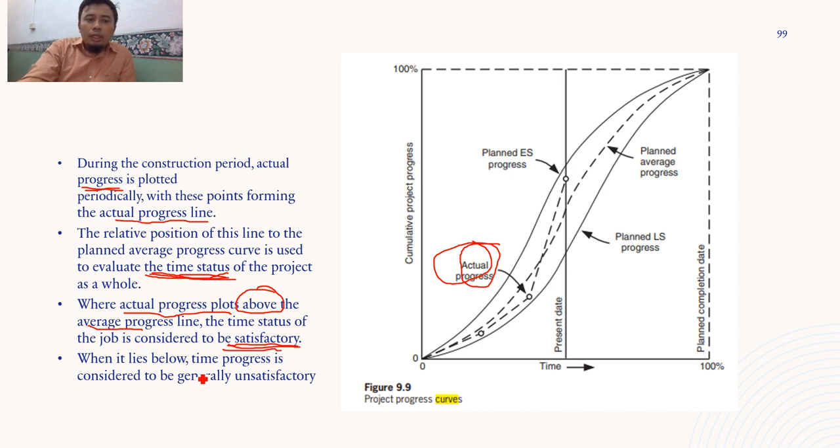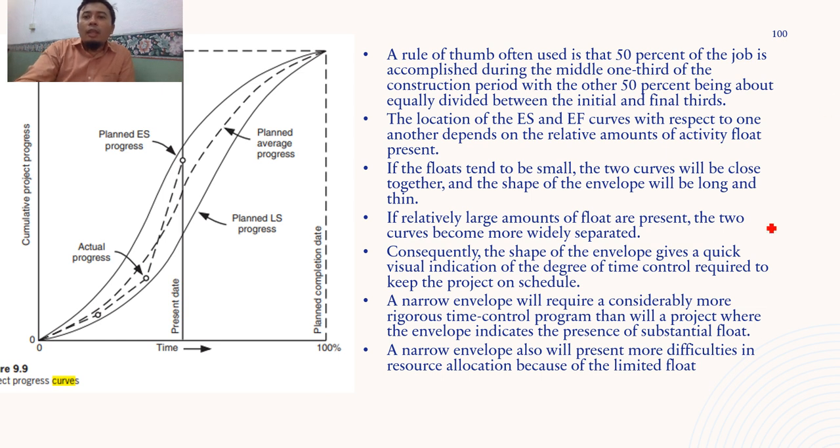When it lies below the average progress line, for example in here, this is unsatisfactory. You need to expedite. It won't affect your finish time, but you need to expedite, because if it keeps on the late start, some of the activities might cause delay to your project. So basically it's a very fine tool to monitor your project.